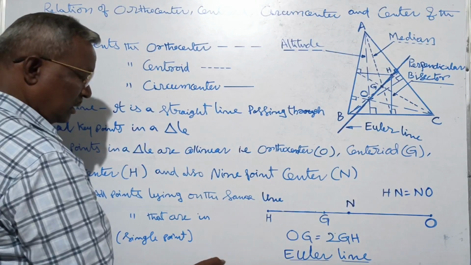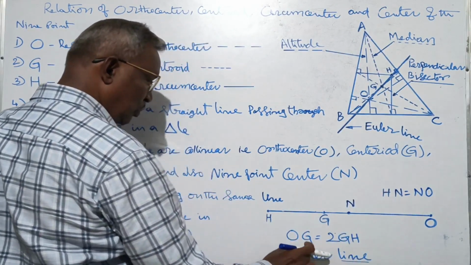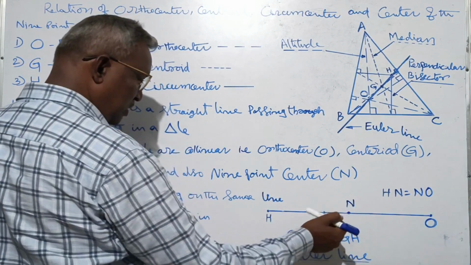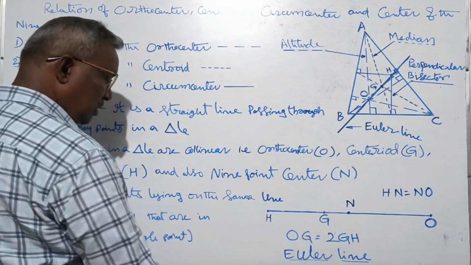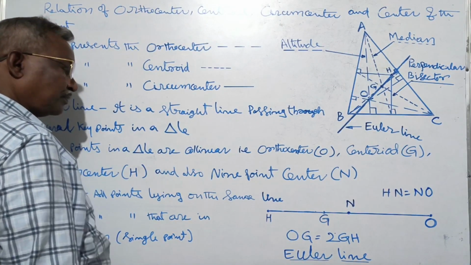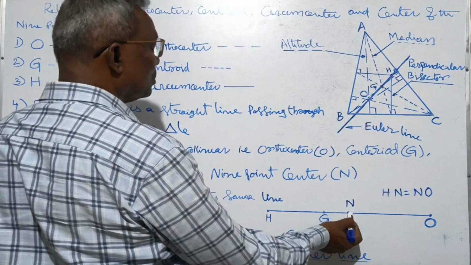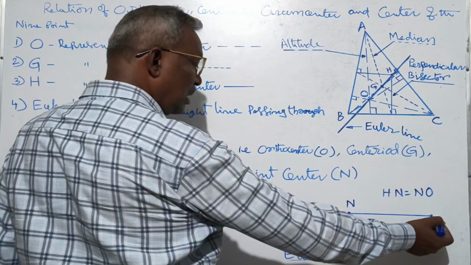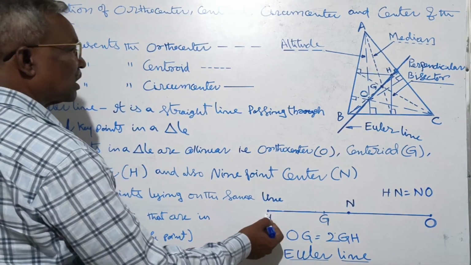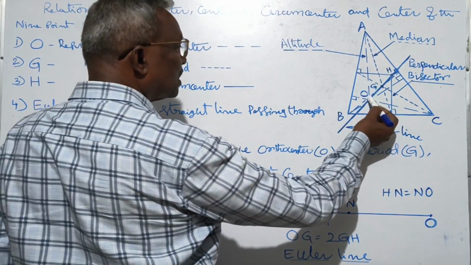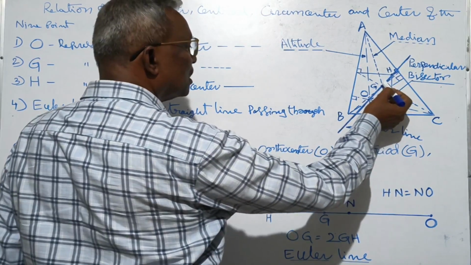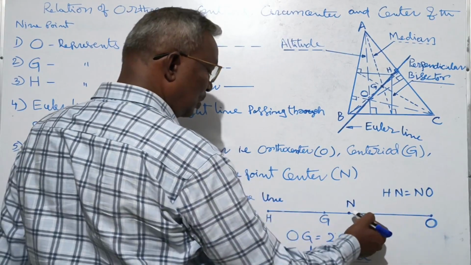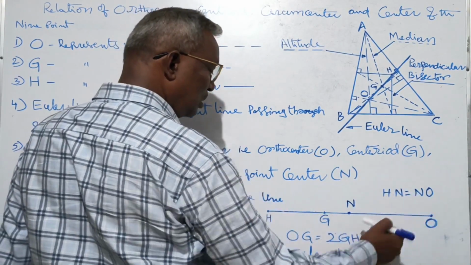Next, in this line, orthocenter, centroid, and circumcenter are all in one line. The relation is OG is equal to 2 times GH. Length of OG is equal to 2 times of GH. Of course, here the center of the 9 points I have also marked, but this is the midpoint of the orthocenter and circumcenter. So that means somewhere here. So that is HN is equal to ON.